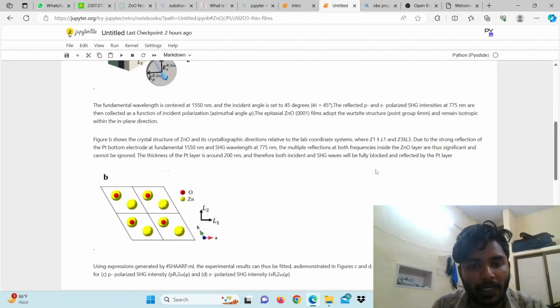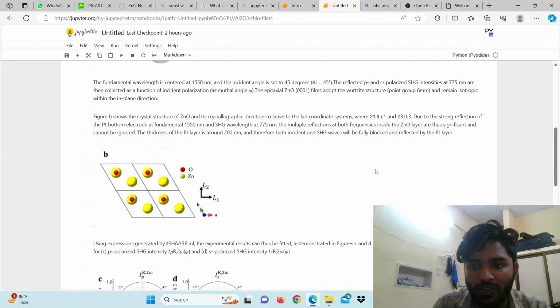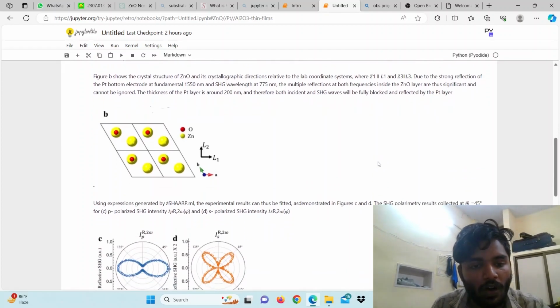And the thickness of the Pt layer is around 200 nanometers, and therefore both incident and SHG waves will be fully blocked and reflected by that Pt layer. So for what I just explained, this is the diagram. And now after doing Sharp ML, the experimental result can thus be fitted.